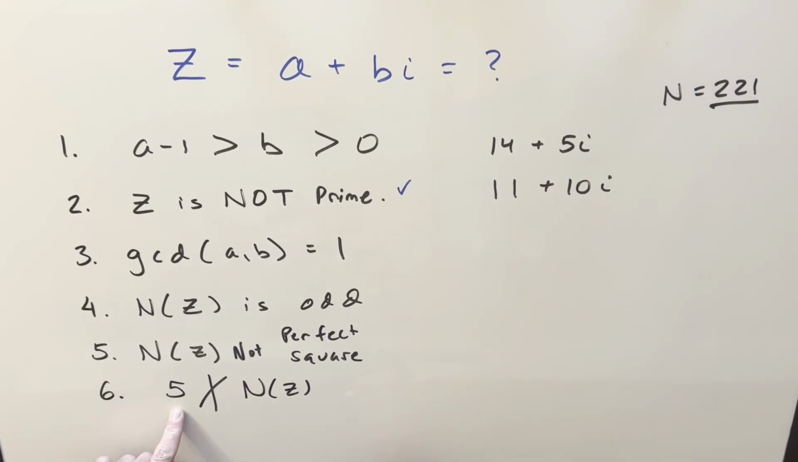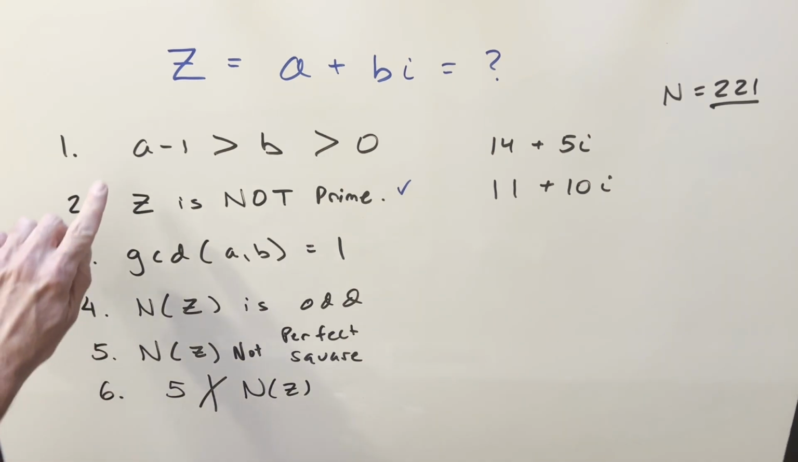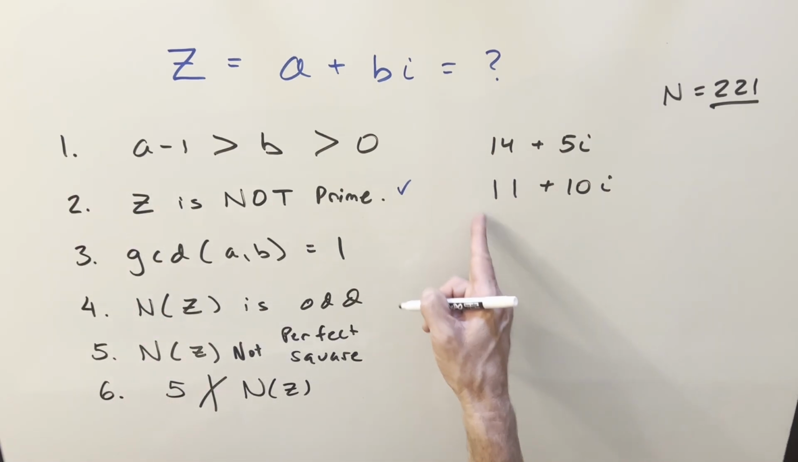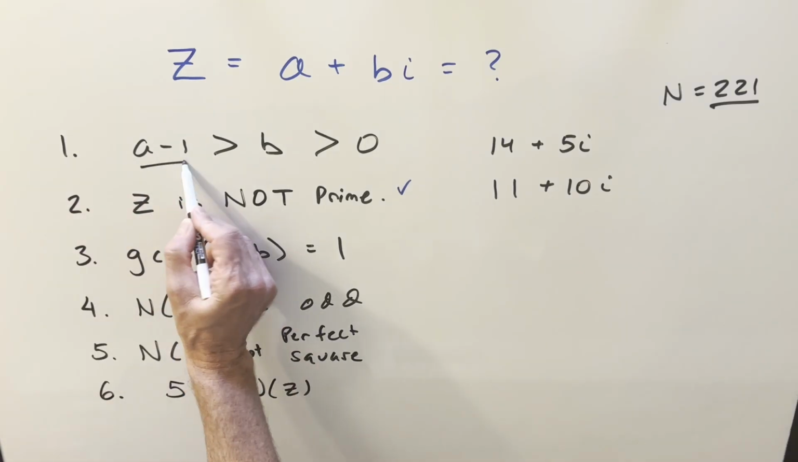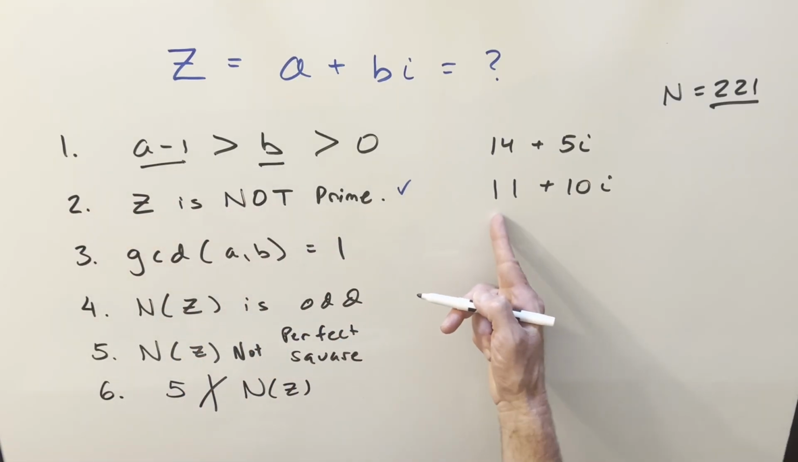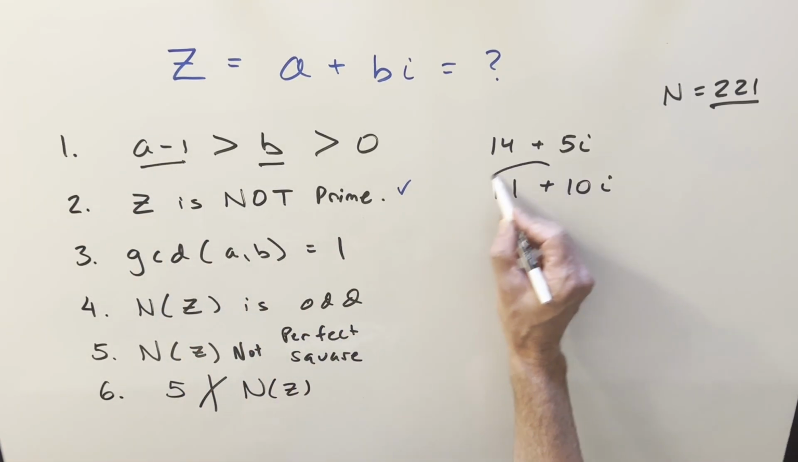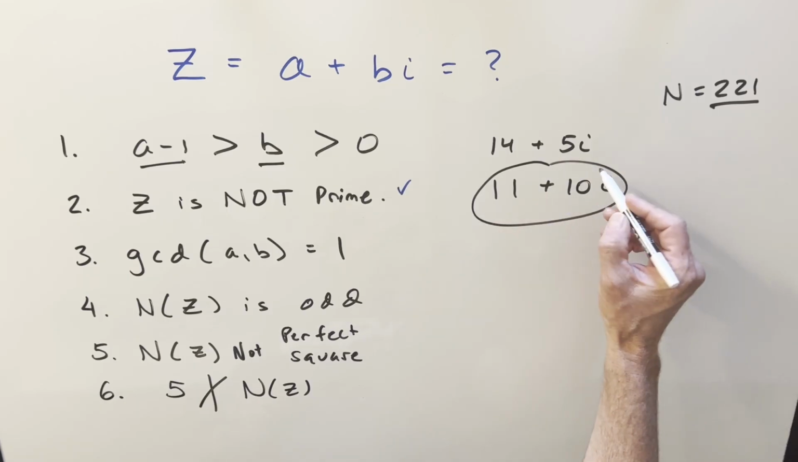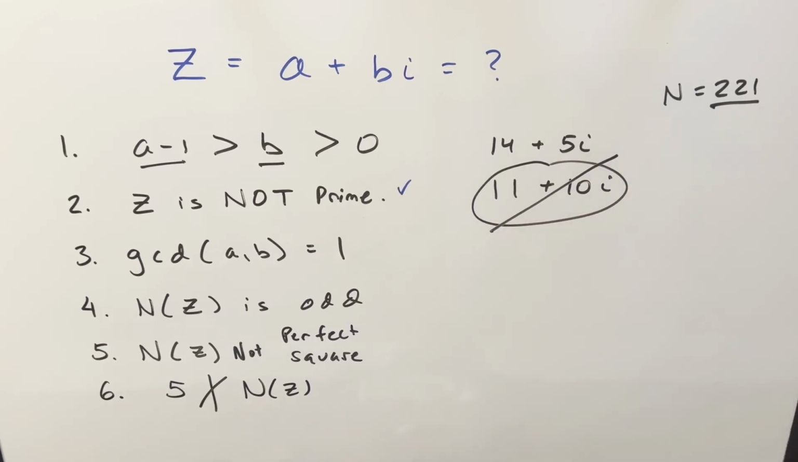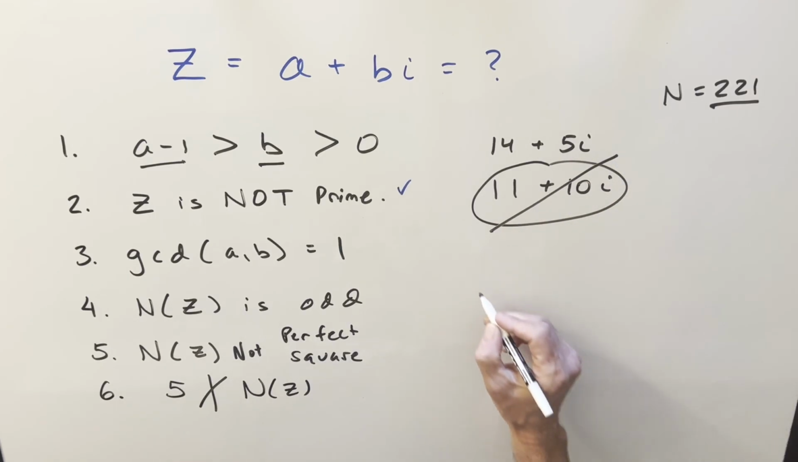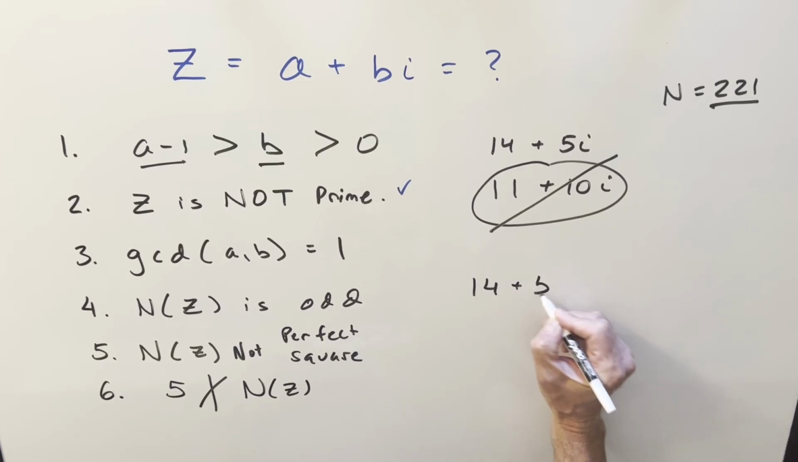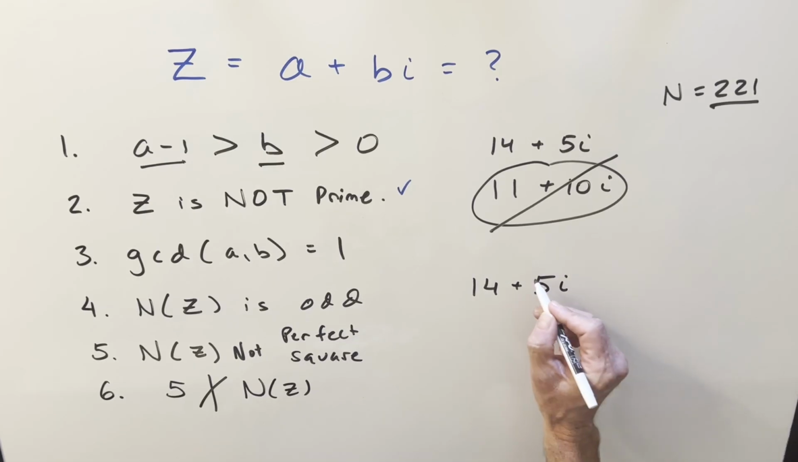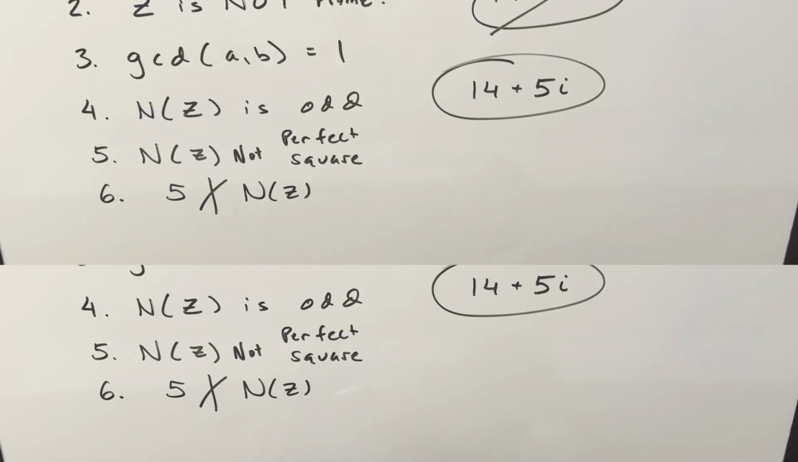It's not a perfect square. It's not divisible by 5. We have a is greater than b in both of these. The only trouble is we said we can't have consecutive a and b. So what happens is this one, with consecutive integers, goes away. So putting it all together, the complex number that I was thinking of the whole time was 14 plus 5i, and that's it. So there you go.